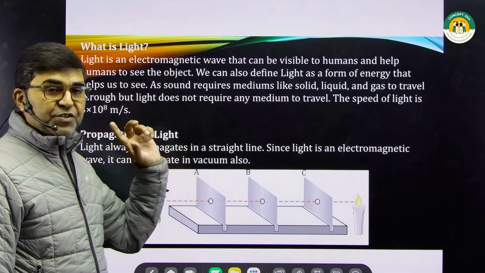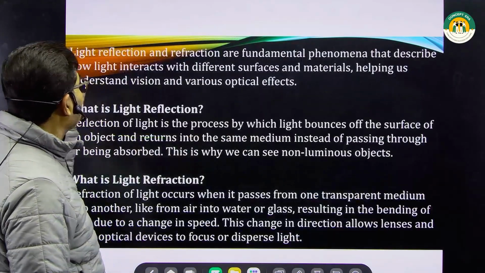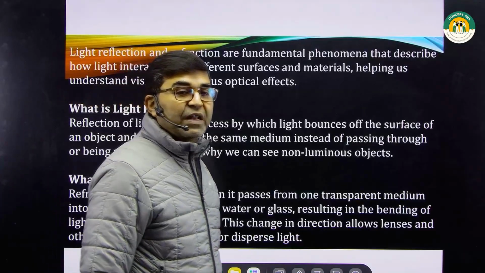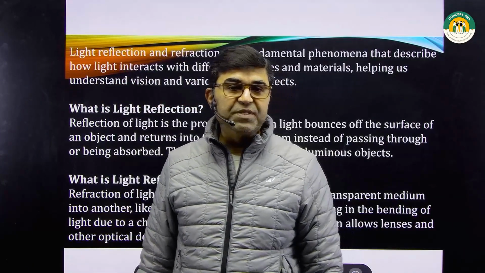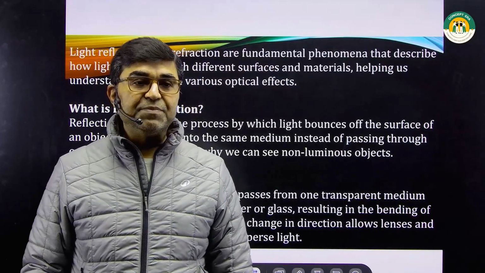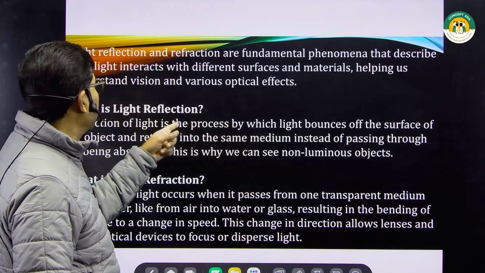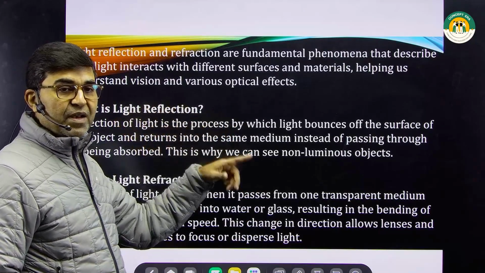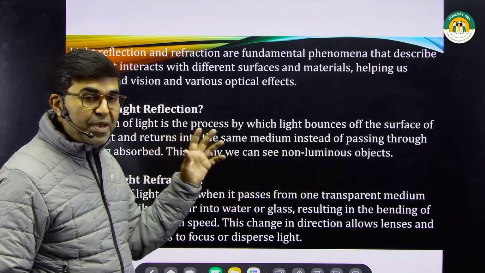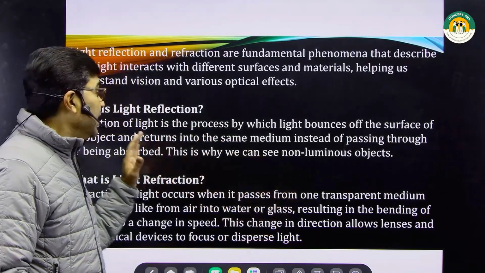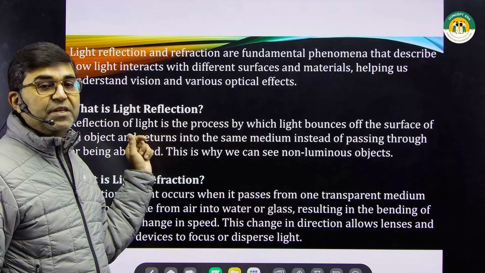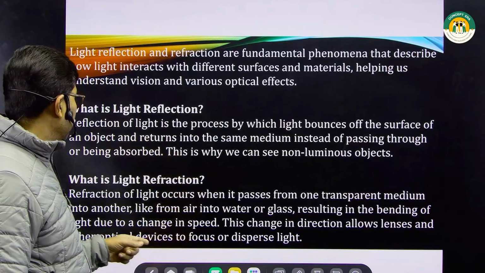Light travels in a straight line, and whenever light falls on an opaque object, some of the light is absorbed by the object and the rest of the light is reflected. That is called reflection of light. Whenever light encounters an opaque object in its path, it bounces back in the same medium, and that's called the reflection of light.